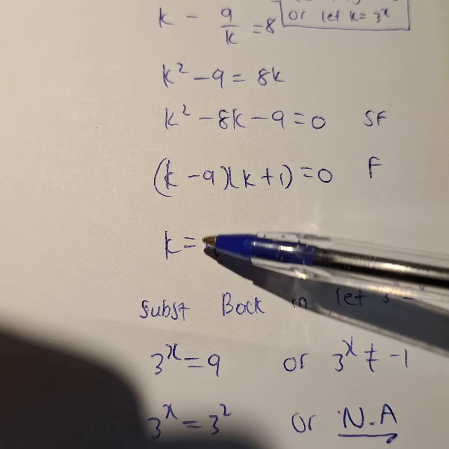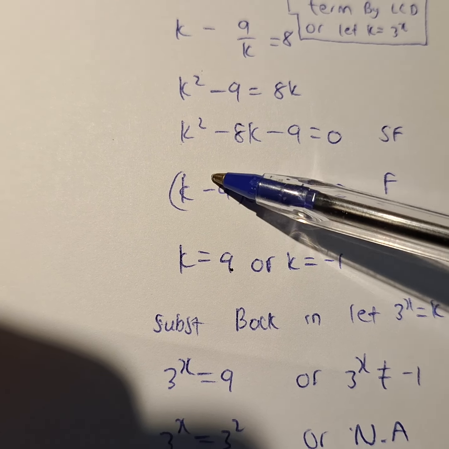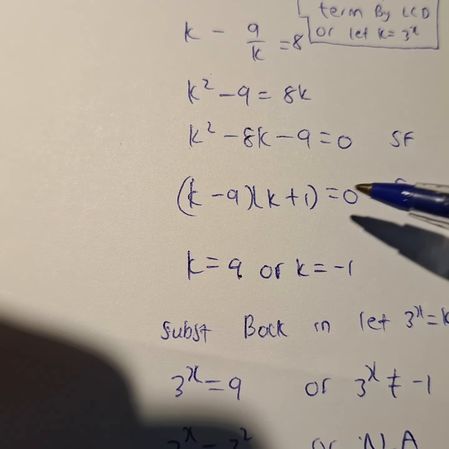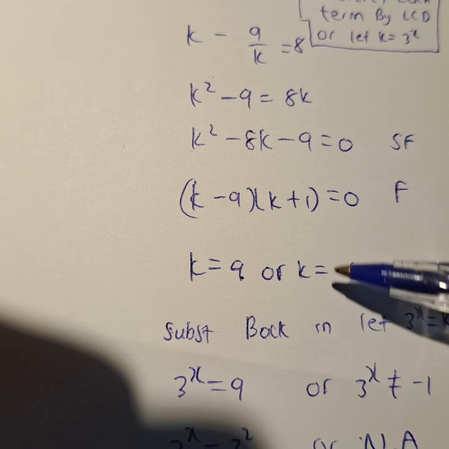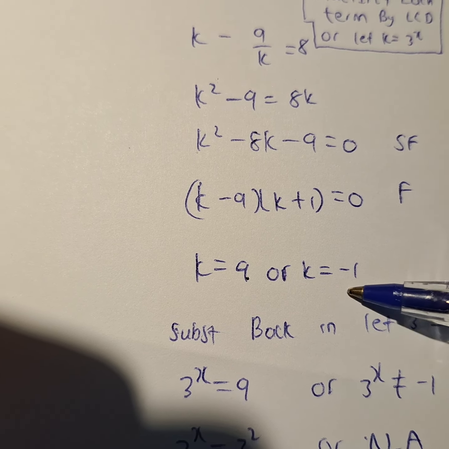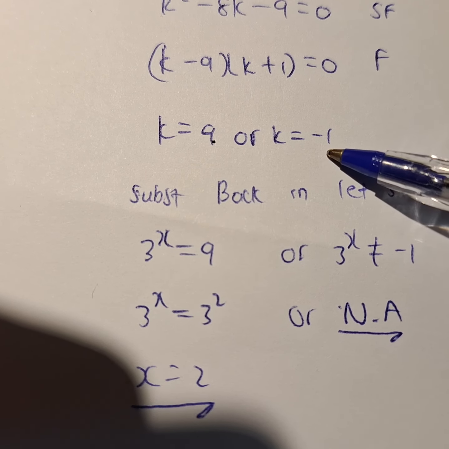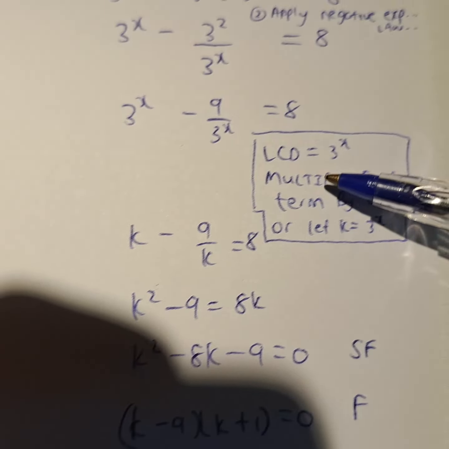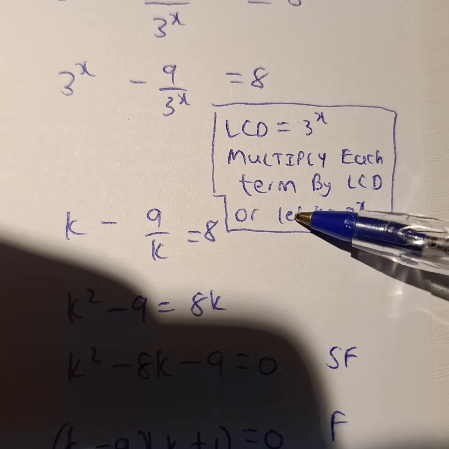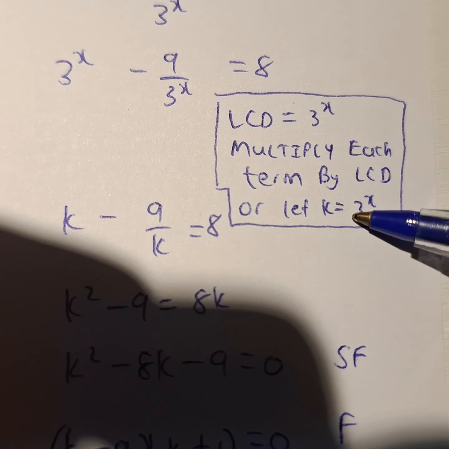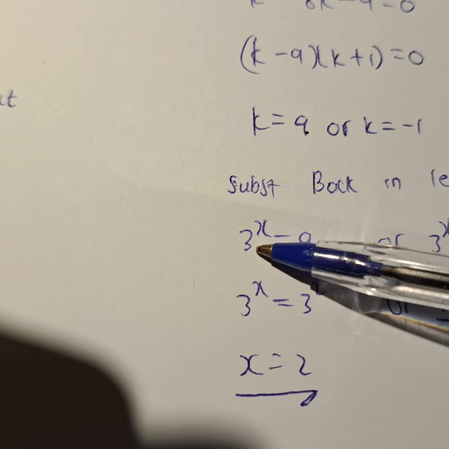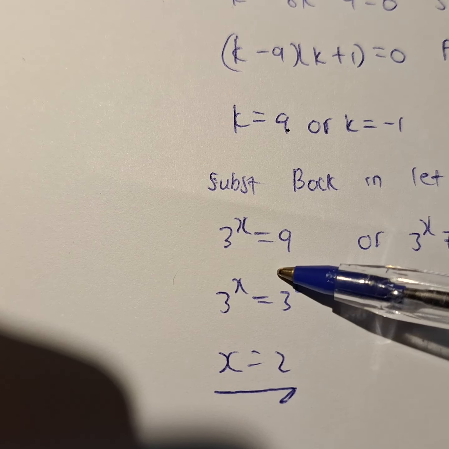Then after that, what do we do? We use the zero factor law. So k is equal to 9, because 9 minus 9 gives us 0. Or k is equal to negative 1, because negative 1 plus 1 gives us 0. What we then do is we substitute k equal to 9 and k equal to negative 1 back where we had set up letting k be equal to 3 to the power x. So that means 3 to the power x is equal to the k value, which is 9.